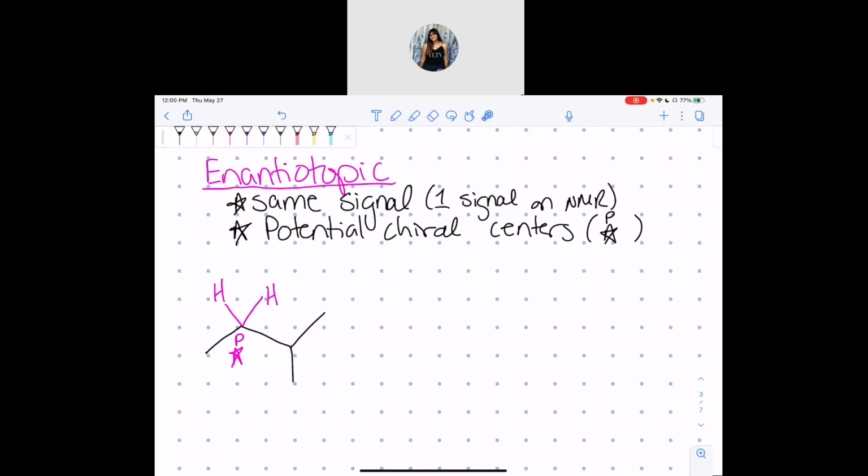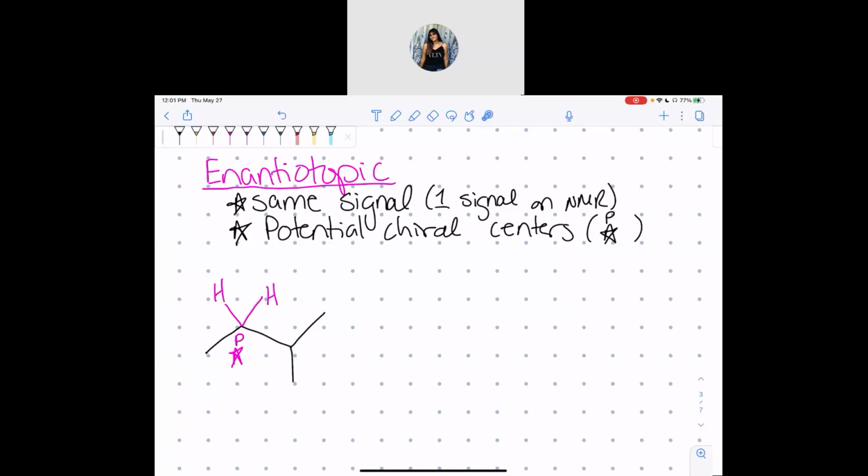Someone said it lacks 2 H's. That's why it's not prochiral. You're correct. But why isn't this chiral? Why is that not a chiral center? It has 2 CH3s. Exactly, killing it. So these two are the same. It has that symmetry, so it's not chiral.